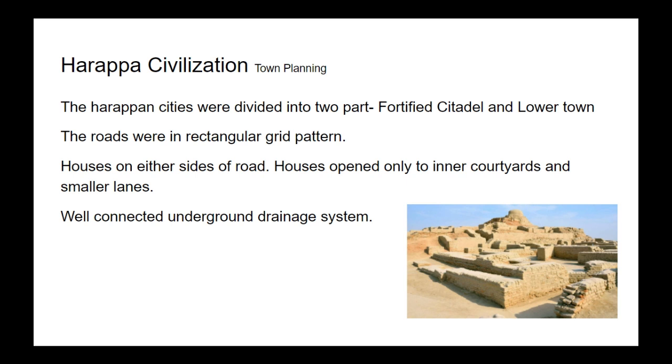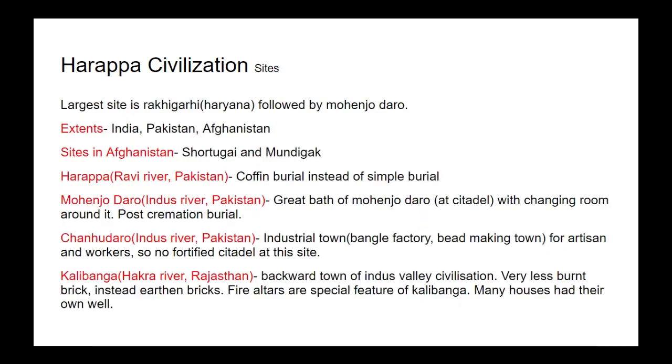In the lower image, you can see the citadel, an upraised platform where the citadel is situated, and the lower town where normal Harappan people used to live. The extent of Harappan Valley civilization is in India, Pakistan, and Afghanistan, and the largest site of Harappan Valley civilization is Rakhigarhi in Haryana. It is followed by Mohenjo-daro in Pakistan. Sites in Afghanistan are Shortugai and Mundigak.